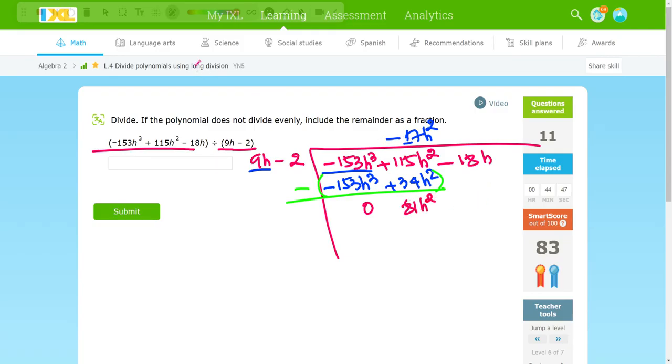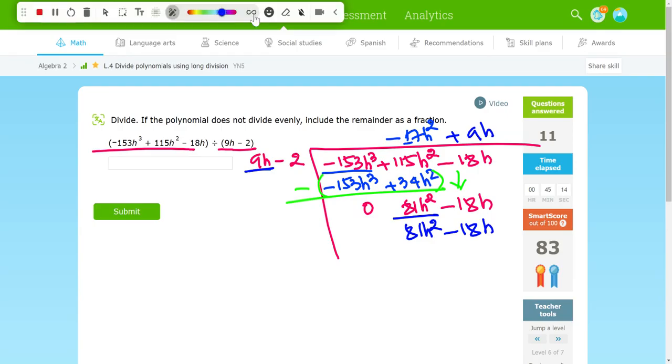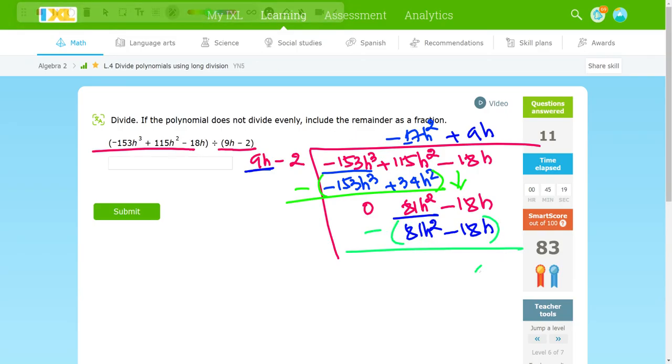Okay, and then I move down negative 18h. Okay, so now I divide 81h squared by 9h. It should come out as plus 9h. Okay, multiply them back. I come out 81h squared. 9h times negative 2, negative 18h. All right. So when I subtract, put in parentheses, subtract, it comes out 0.